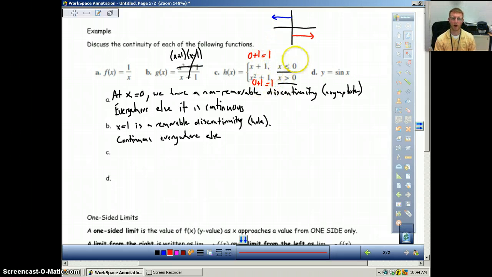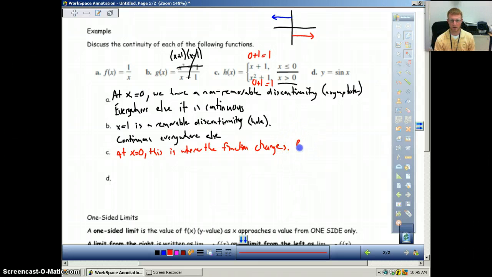What this means is that when our functions change over, when we change from the top function to the bottom function, they are both equal to 1, which means it is continuous at that point. Okay, so I'm going to write at x equals 0, this is where the function changes. Okay, so that's where the function changes from one to the other.